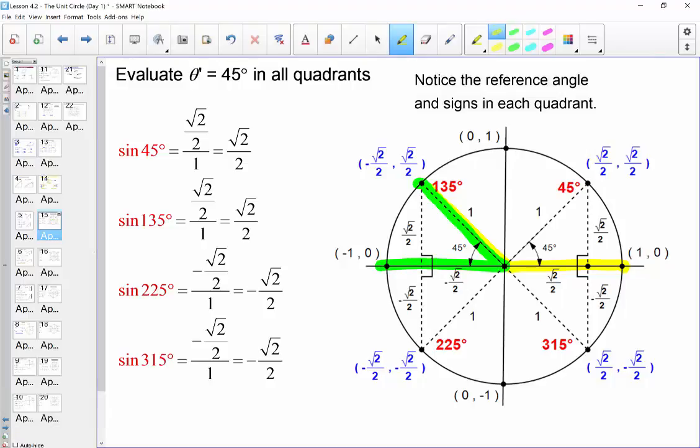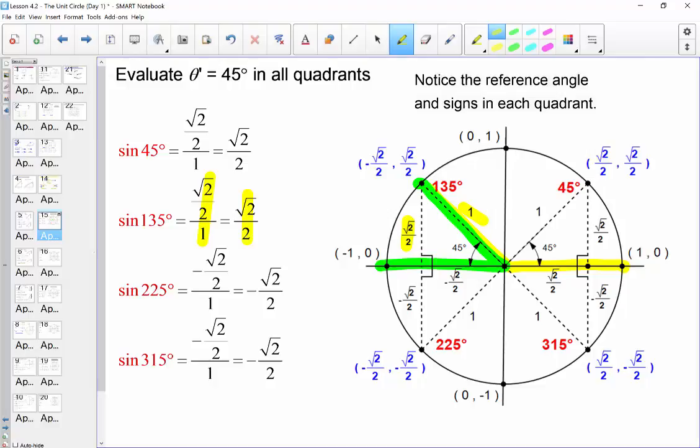Note that the reference angle is 45 degrees because it's equal to 180 degrees minus 135 degrees, which equals 45 degrees. Now we can evaluate the sine of 135. So the sine of 45 degrees, its reference angle, is square root of 2 over 2, the opposite side, over its hypotenuse 1, which simplifies to square root of 2 over 2. Again, notice that the sign is positive because positive square root of 2 over 2 over that hypotenuse, which is also positive, is a positive number.